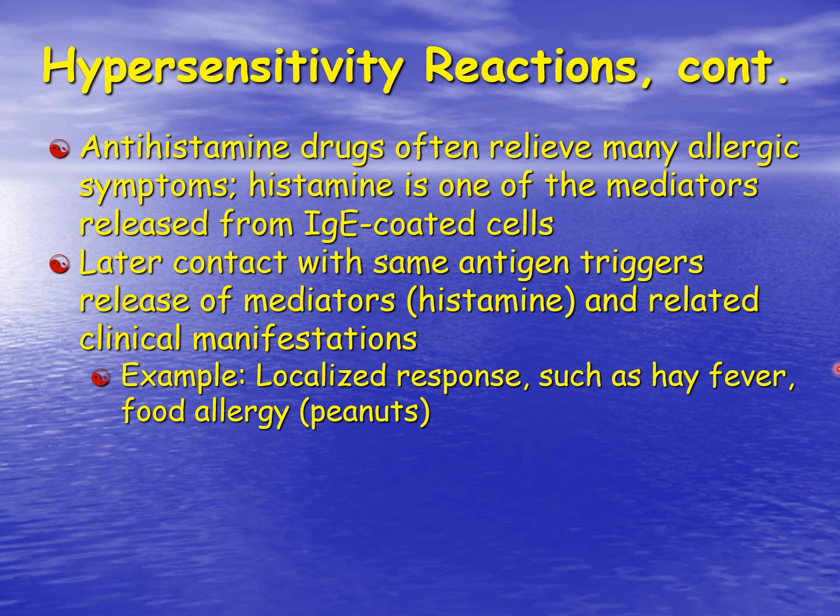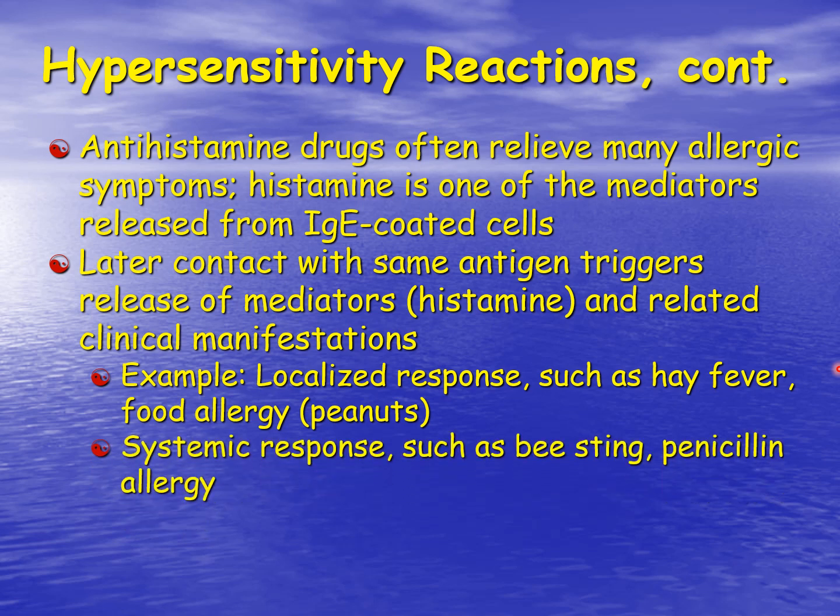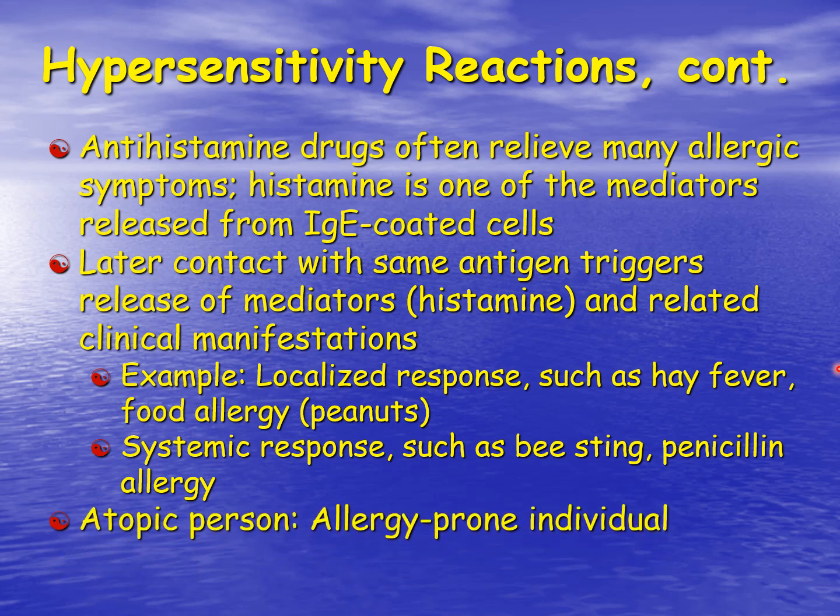So some good examples of type 1 hypersensitivity reactions: hay fever, food allergies, allergies to any type of thing. So what could be an allergen? Well, anything could be an allergen. We can also see systemic responses such as to bee stings, drug allergies, or snake venom allergies. Some people are simply allergy prone, and these are people that have inherited the propensity to become allergic. We call these atopic individuals.